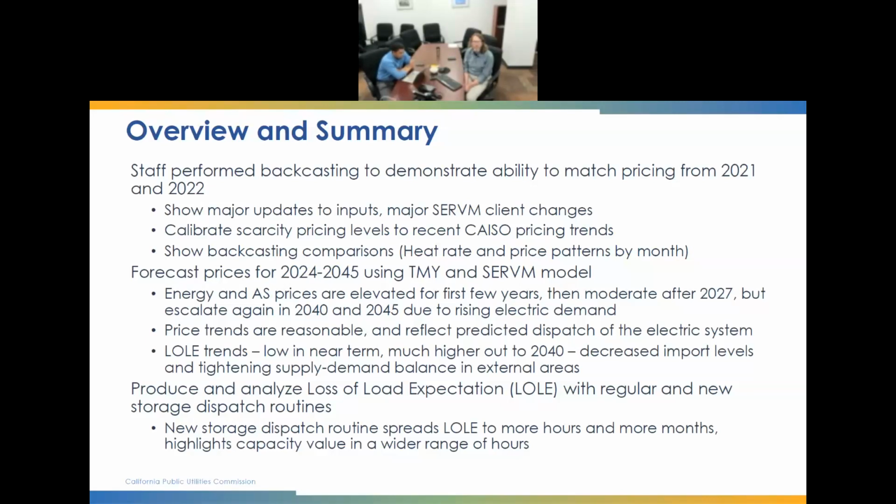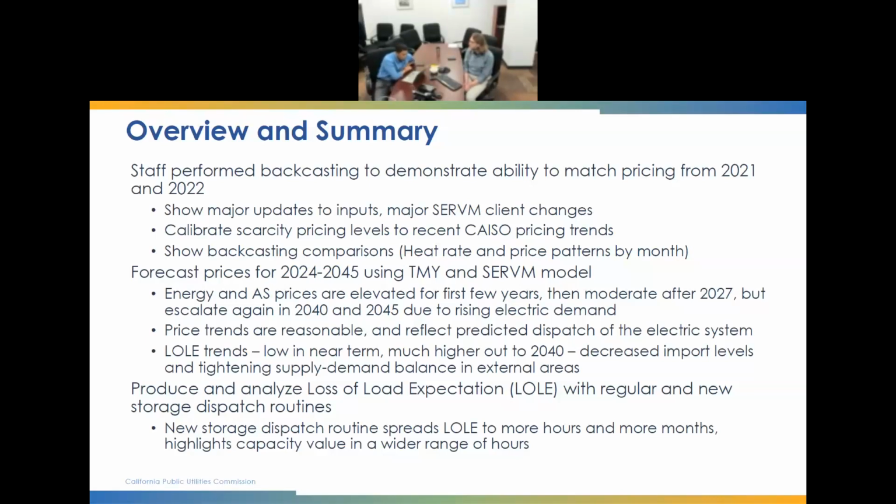In terms of the loss of load, there is a trend. They were lower in the near term, but they got a little bit higher out to 2040. This decreased import levels and tightens supply-demand balance in the outside area.